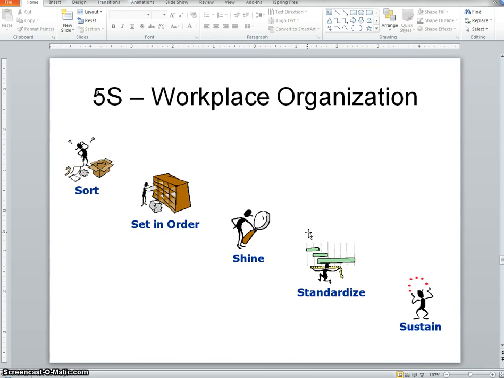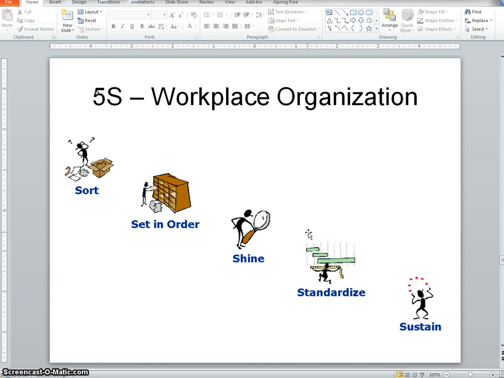5S, I mentioned earlier, is a workplace organization system. It has this 5S nomenclature, basically 5 steps in the process: to sort, to set in order, to shine. There is some housekeeping associated with it. To standardize and sustain. I think 5S is another one of those that there's really a lot of misconception about what it is.